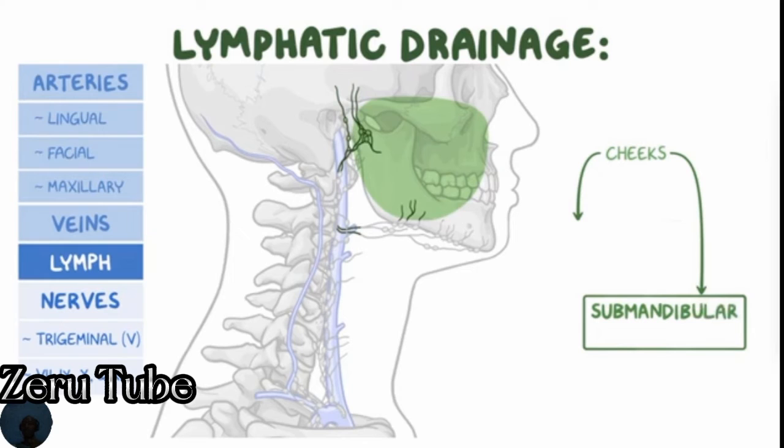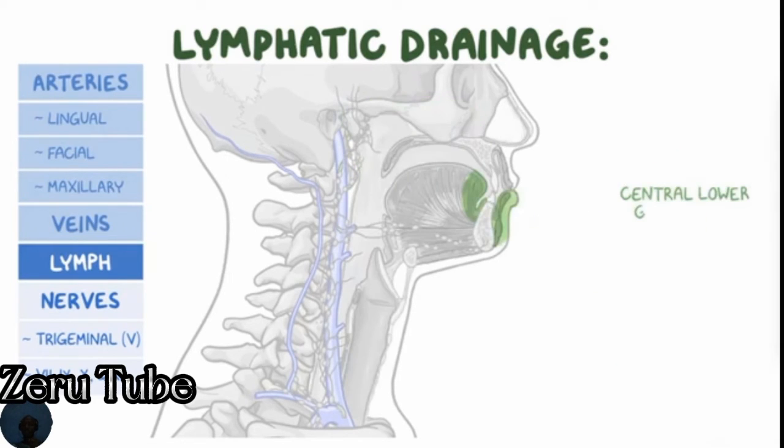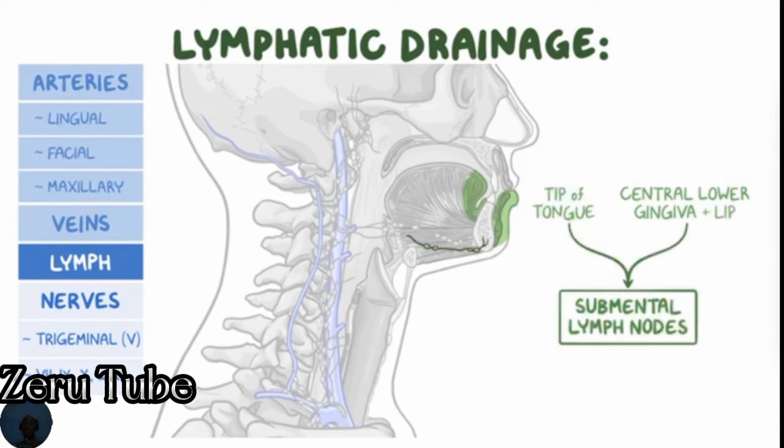The cheek drains its lymphatic fluid to the submandibular lymph node, and also to the preauricular lymph node, and those lymph nodes drain toward the central lower lymph nodes. The other one is the tip of the tongue, central lower gingiva, plus lip; they drain their lymphatic fluid toward the submental lymph node.